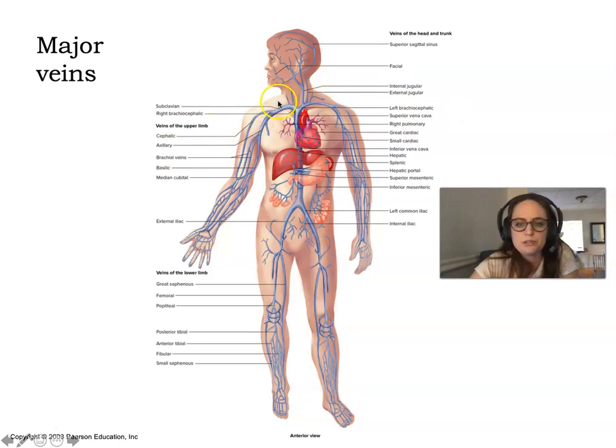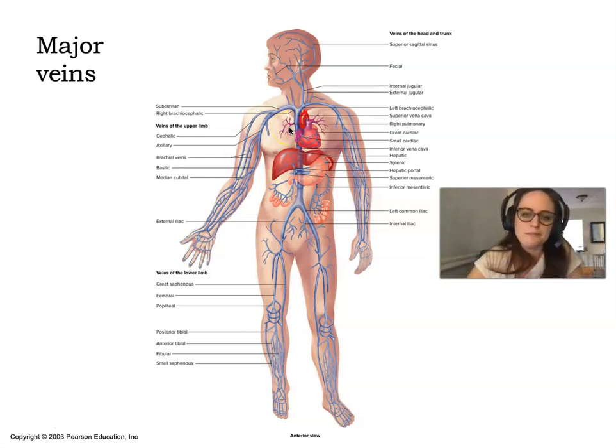Whereas this one goes bilaterally symmetrically: subclavian veins, brachiocephalic veins, superior vena cava. Way easier on the veins. Veins are almost always superficial to the arteries.